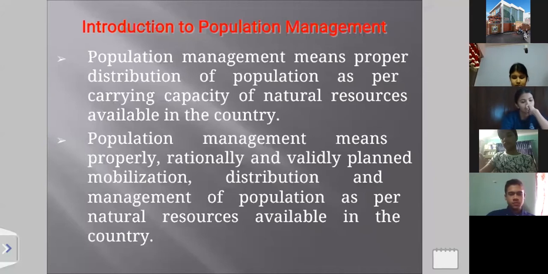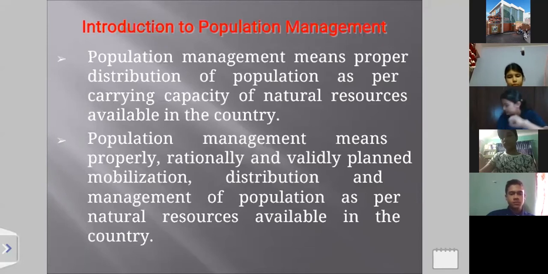So simply, population management means to reduce the high birth rate, and if you reduce the high birth rate, we can manage different means and resources in a proper way, so reduce birth rate to manage the population. Okay, now you can see in the slide. Now, first of all, I am going to read the definition of population management. First definition, you can see in the slide.